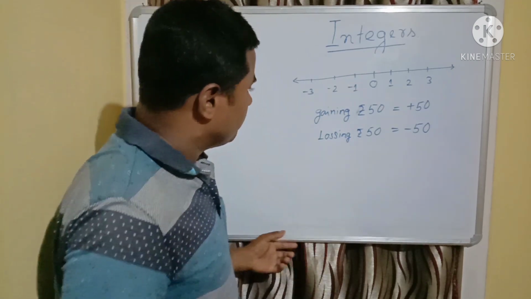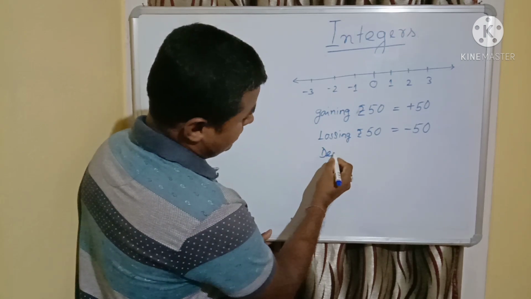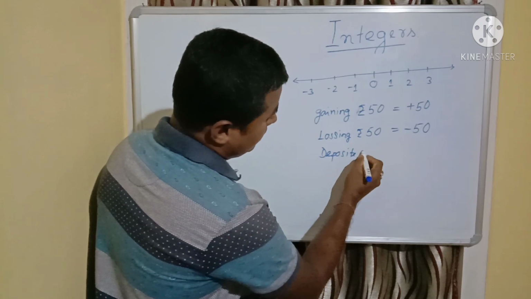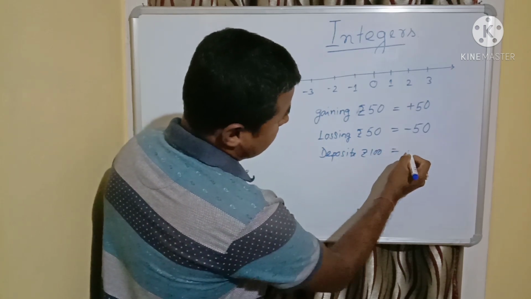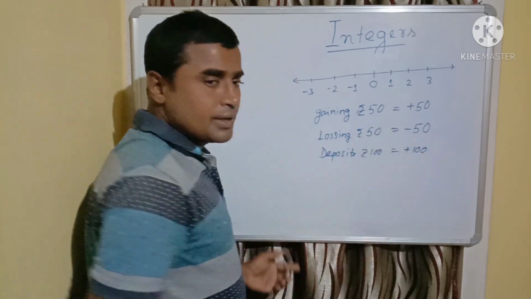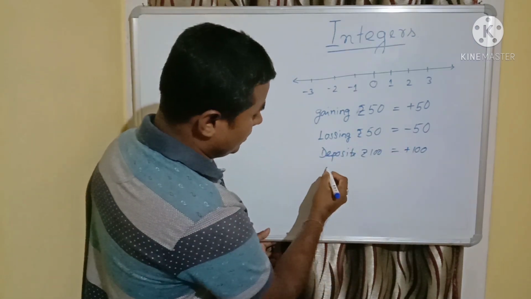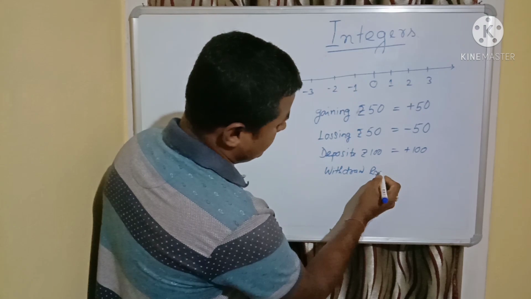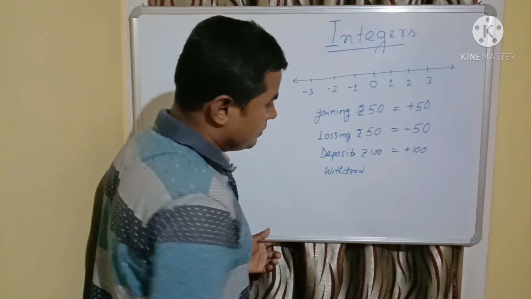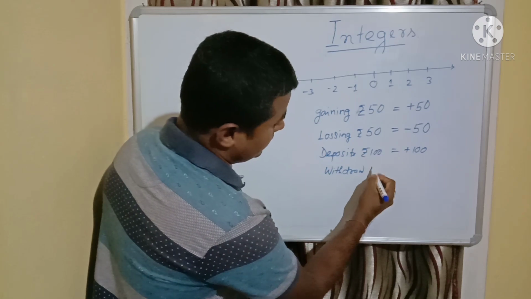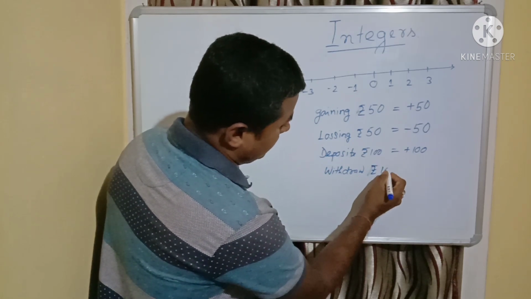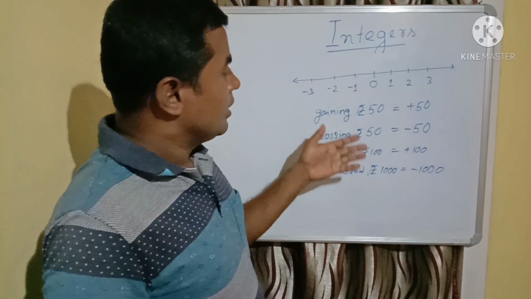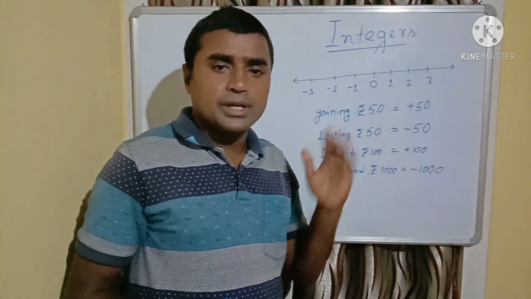Similarly, deposit an amount, say deposit rupees 100, that is plus 100. Withdraw rupees 1000, that is minus 1000. In this way we can represent these situations with the help of integers.